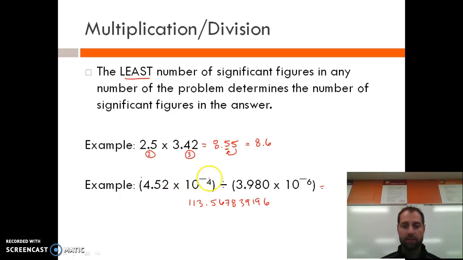My sig figs, remember that these zeros and these zeros are only going to be placeholders. So here are my number of sig figs right here. So I have 3 in 4.52. I've got 4 in 3.980. I'm going to take the least number of sig figs, which is 3. So I'm going to round my answer to the nearest 1. And because I have 5, I'm going to give it a shove to 114. And that would be the answer that I report.